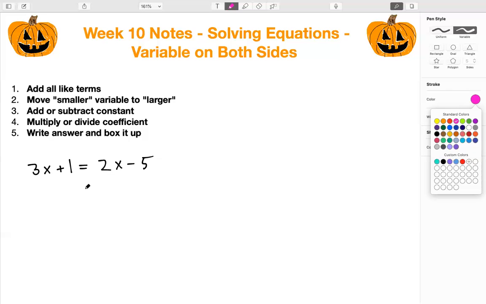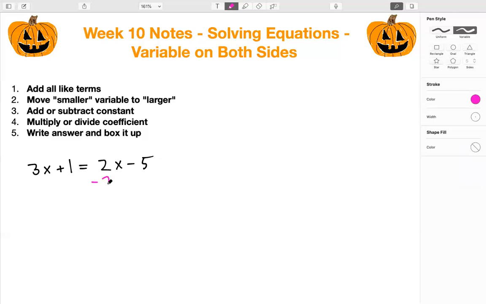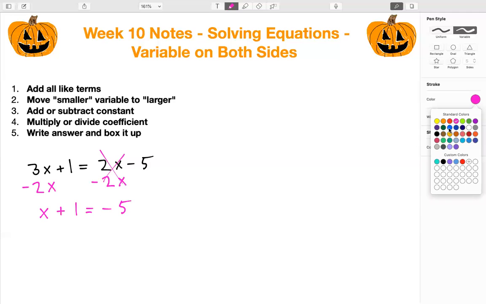How do we do that? Well, we're going to get it off the right side. We're going to subtract it off the right side. And we're going to do the same thing on the other side because we have to stay balanced. 3x minus 2x is x. Plus 1 equals, this is gone, negative 5.